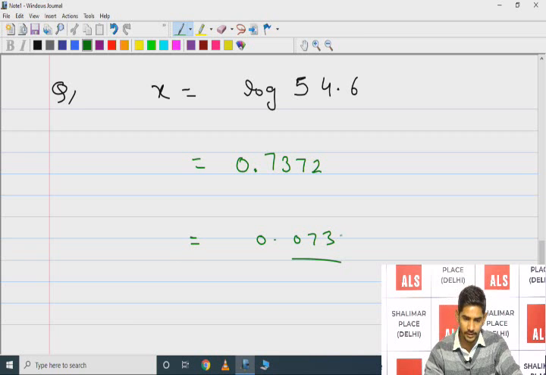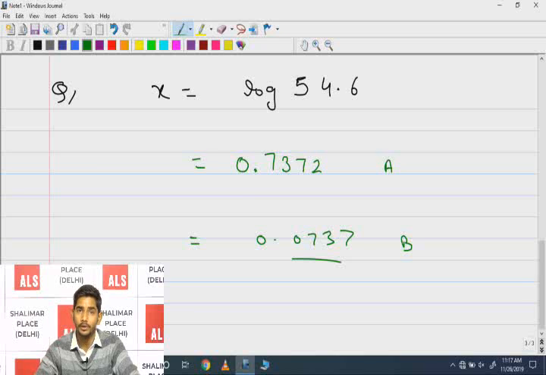Okay, 37 as well. This is option A. This is option B. I need two more options to make this question an MCQ. Please, two more different answers. If everyone is getting these two answers, then it's totally fine.